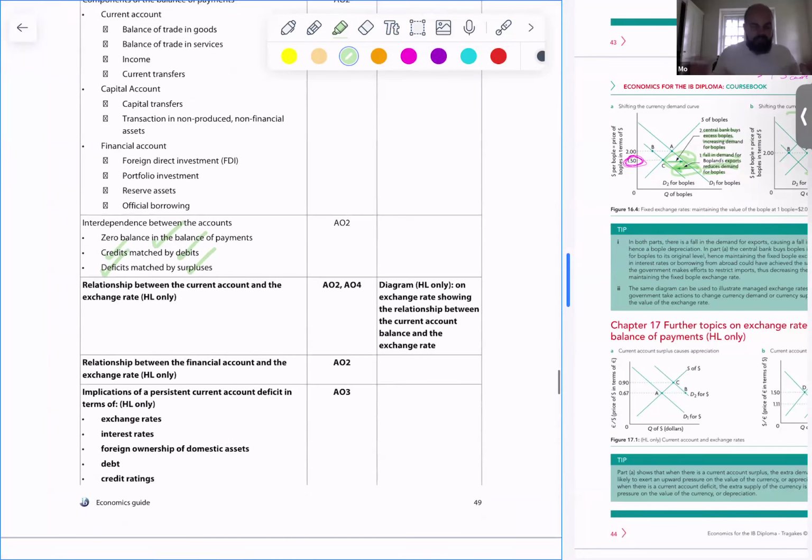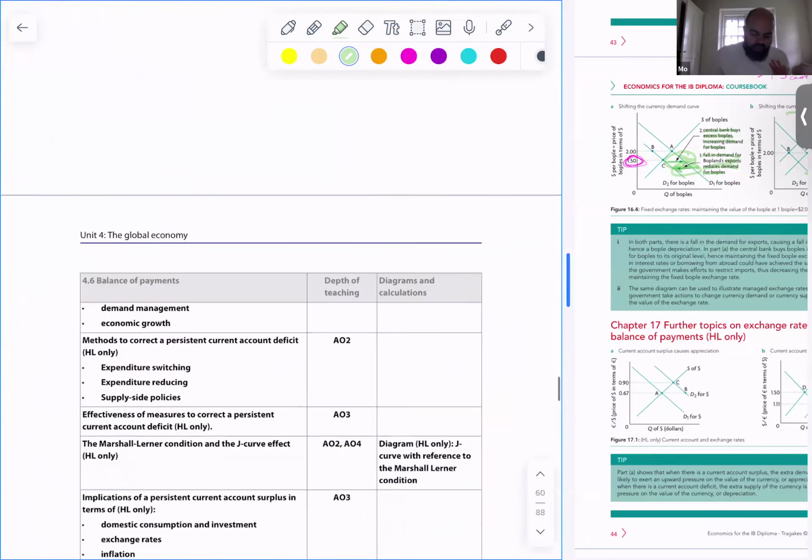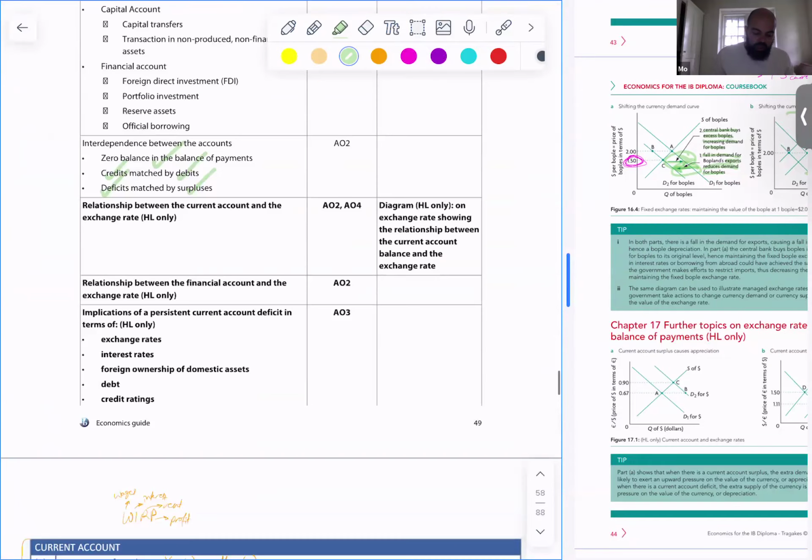The rest of the chapter is HL only. So if you're SL, have a great rest of your weekend. Or why am I assuming you're going to watch this on the weekend? Have a great rest of your week, I guess.